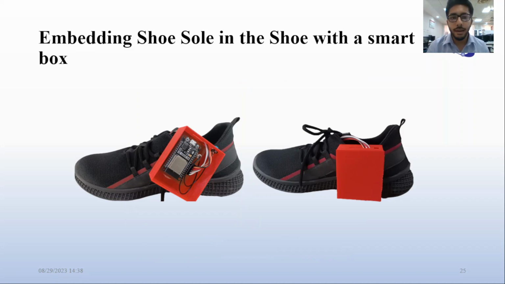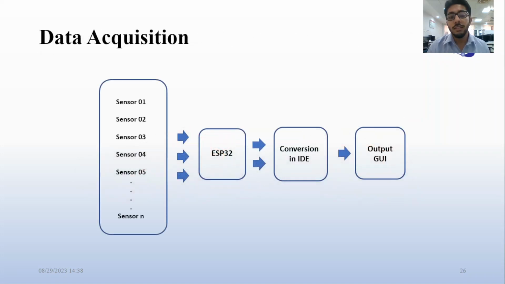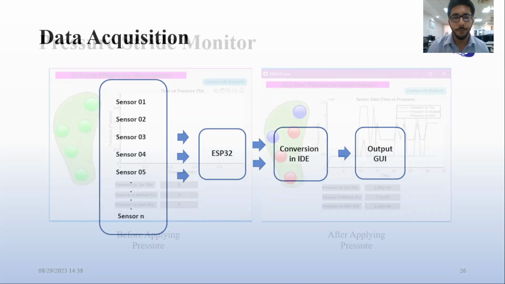Then after that we embedded it with a smart box, and we have used ESP32 for Bluetooth connection, wirelessly connecting it with our dedicated graphical user interface. So this is the summary, and this is the data acquisition block diagram, where we can embed as many sensors as needed. Then the data will be sent to ESP32. Then the conversion will occur in the IDE, and then the output will be shown in the GUI.